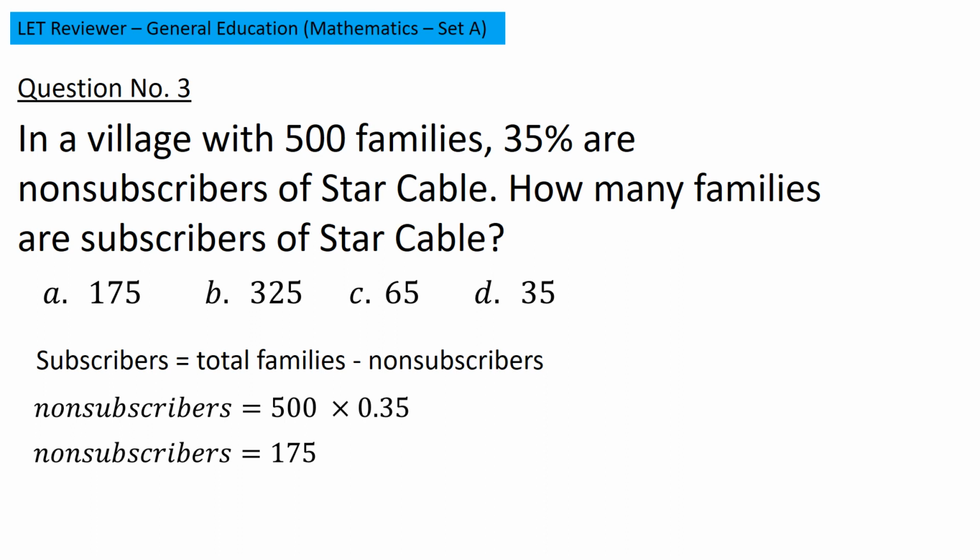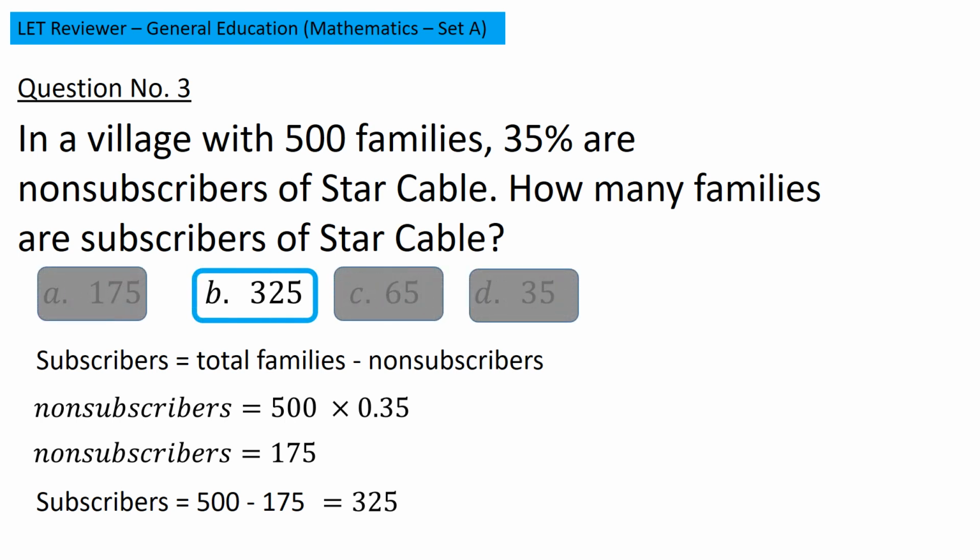So meron na tayo ngayong non-subscribers, gagamitin natin yan doon sa formula ng number of subscribers. So we have for subscribers, that is simply 500 minus 175, and it will give us a value of 325. 325 families is the number of subscribers ng Star Cable. So, aside from this solution, meron din tayong alternative solution.